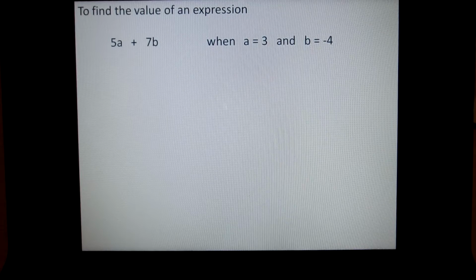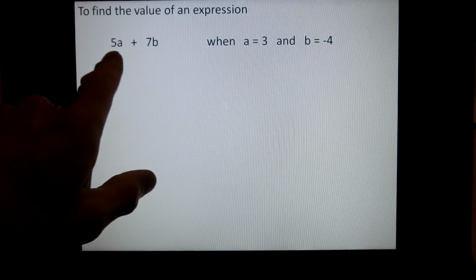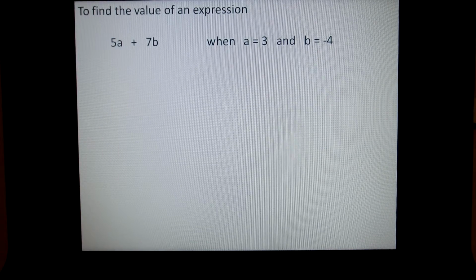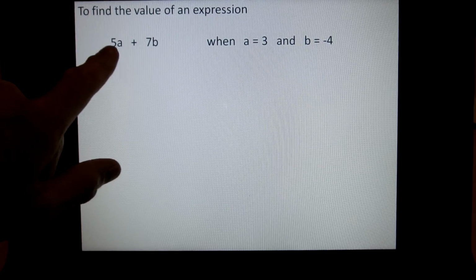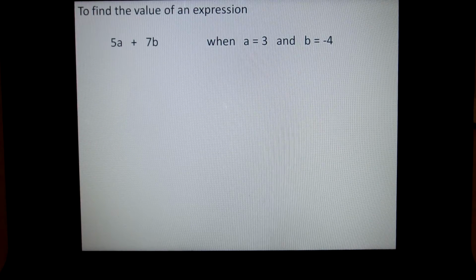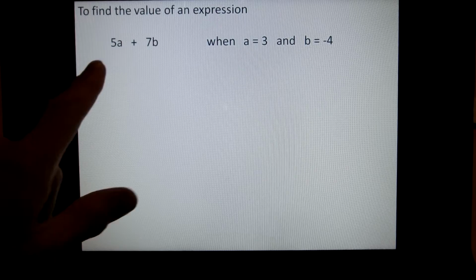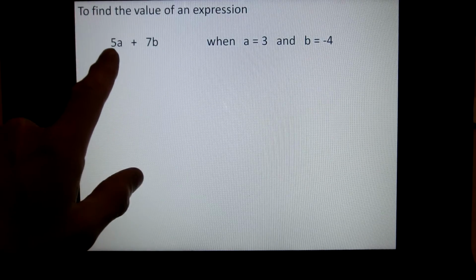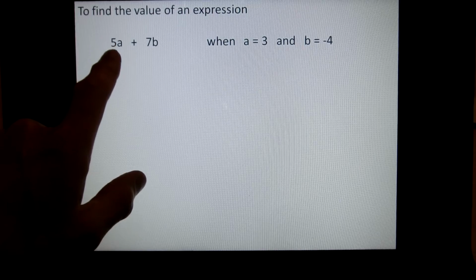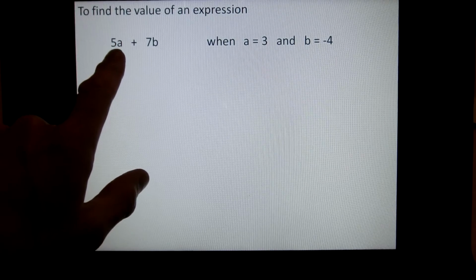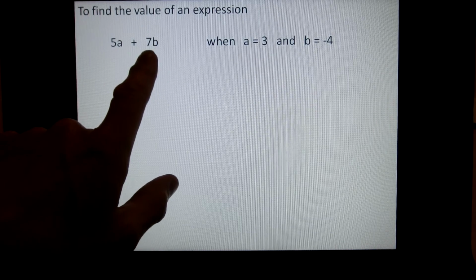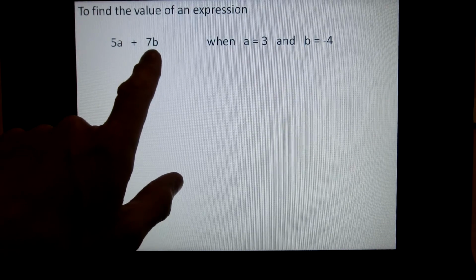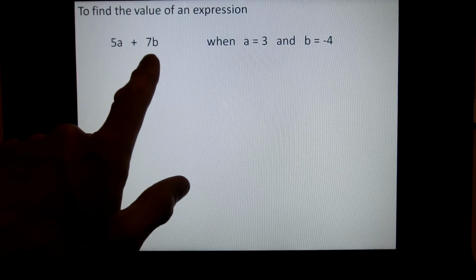To find the value of an expression, we may need to do this for a variety of reasons. For example, if this was the formula for figuring out the perimeter of some shape, you might say P equals 5a plus 7b. In order to find the value of an expression, we have to understand what the expression means. So 5a means 5 lots of a, or 5 times a. There's no multiplication sign shown there, but we understand that it's there. Similarly, 7b means 7 lots of b, 7 times b. There's no multiplication sign there, but we understand that it's there.